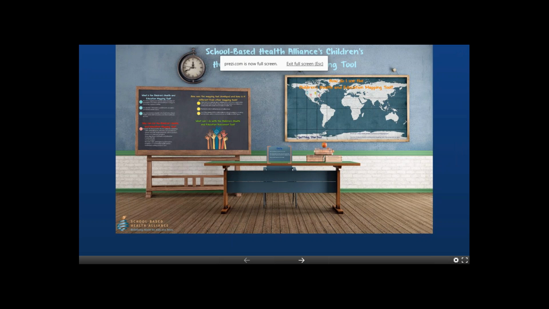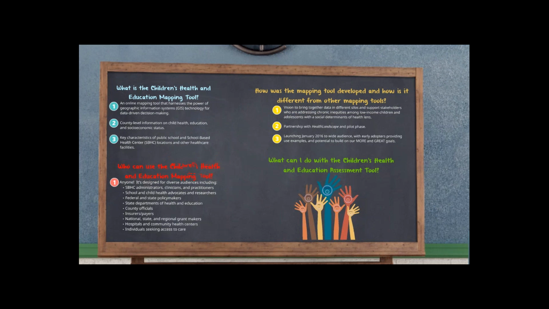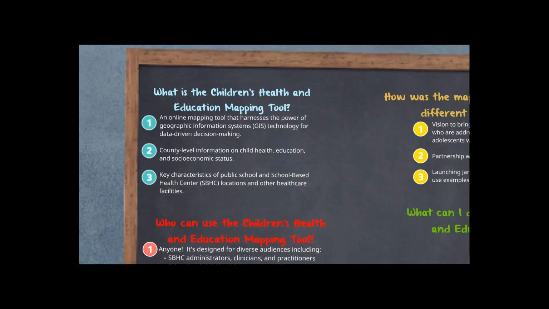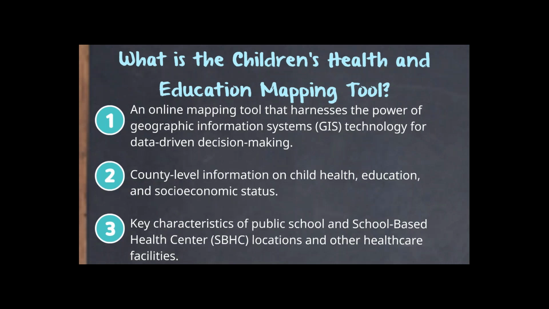All right. So what is the Children's Health and Education Mapping Tool? Our mapping tool builds on the power of Geographic Information Systems, or GIS, technology for data-driven decision-making for those who might be interested in addressing chronic inequities among low-income children and the social determinants of health. Indicators of children's health, education, and socioeconomic status, as well as data on public schools, school-based health centers, and other healthcare facilities are available in the tool.